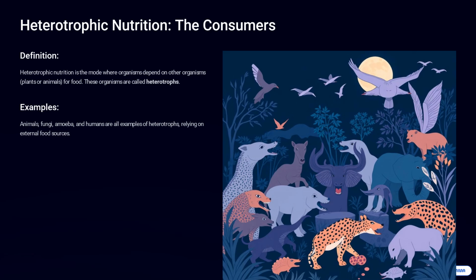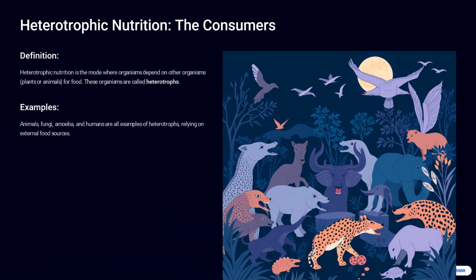Next, heterotrophic means the consumers. Heterotrophic is a mode where the organism depends upon other organisms, plants or animals, for food. These organisms are called heterotrophs. Hetero means different. They feed on different things.